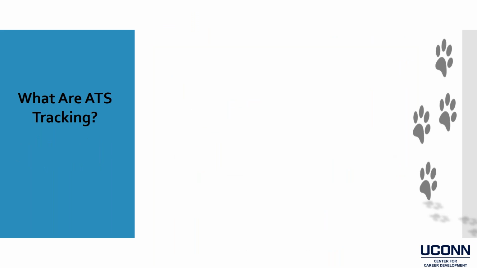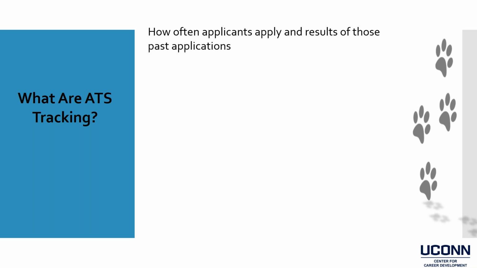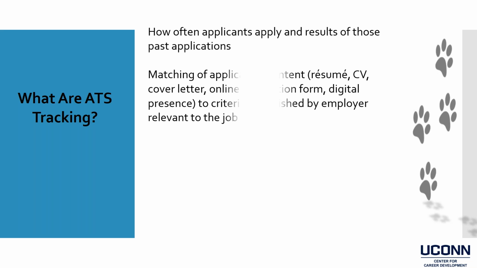What are ATS tracking? Employers have many filters on which they can set their applicant tracking systems. They can determine which keywords in the job posting they seek candidates to match. They can weight or give priority to various keyword matches. They're tracking how often applicants apply to the company and what the results of those past applications have been.